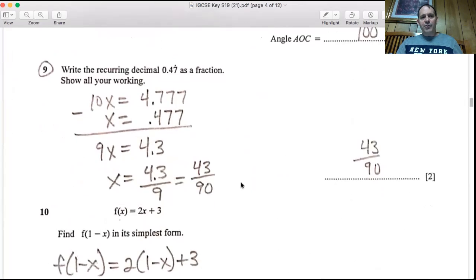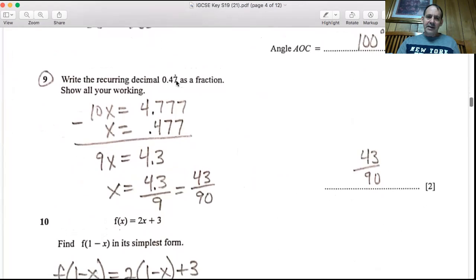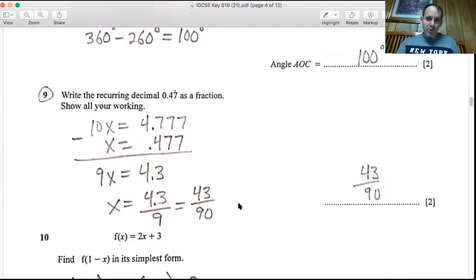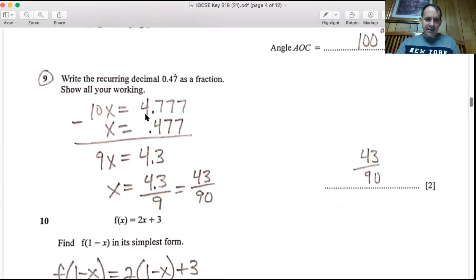Number 9 is recurring decimals. So notice 0.47, there's a dot. That's not a speck of dirt, that's a dot. Cambridge uses a dot. Some systems use a little dash to show what number or numbers repeat. So it's only the 7 that repeats. So I take it here and I write what we have here, the 0.47, and I put x equals, save a little space, 0.47, and then I go ahead and repeat the 7.